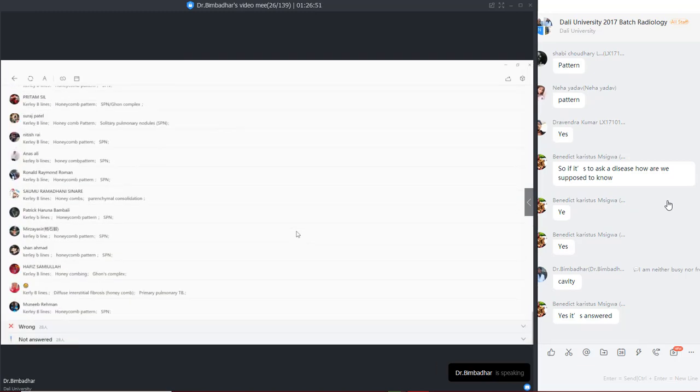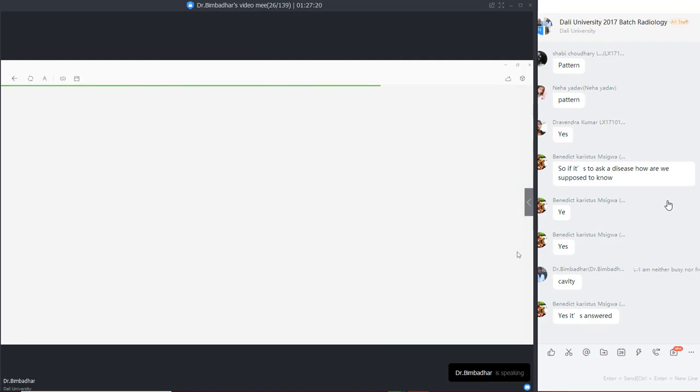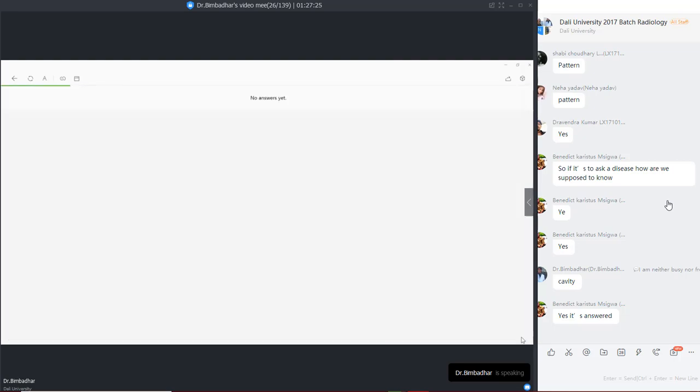But Ghon's complex, yes, this can also be Ghon's complex. But this is not usually Ghon's complex where you will be confusing yourselves. Ghon's complex will be much more hazy than this one, with an irregular border, but this one has a regular border. So the more specific answer will be a solitary pulmonary nodule. But that's fine, it's okay. Don't worry about that one. The differential diagnosis is Ghon's focus or solitary pulmonary nodule and tuberculoma. That is correct. Don't worry.